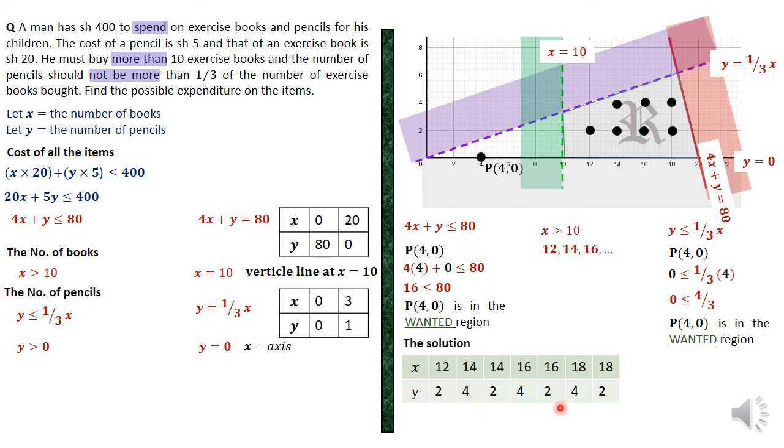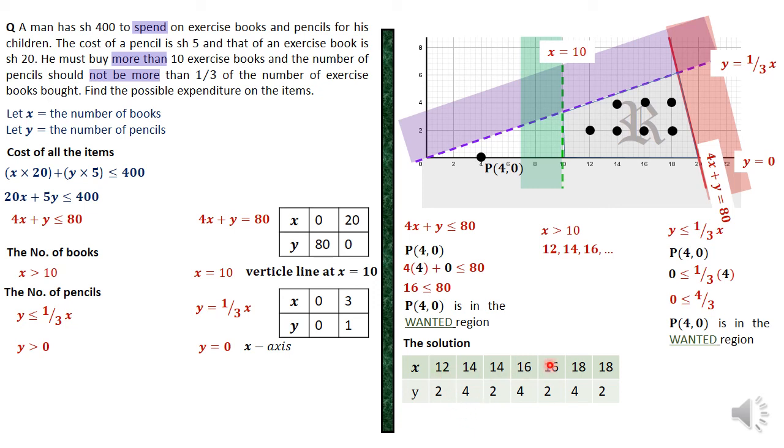But I should mention that there are many others. Let me show you, for example, the point (11, 1) is possible. The point (11, 3) is also possible. The point (13, 1), (13, 2), I think (13, 3), and even (11, 2) also. So there are many other points, so long as you are picking integral values. What I mean by integral is that there should be whole number solutions for them. All right, and so this gives us the solution for the question, the possible expenditure.